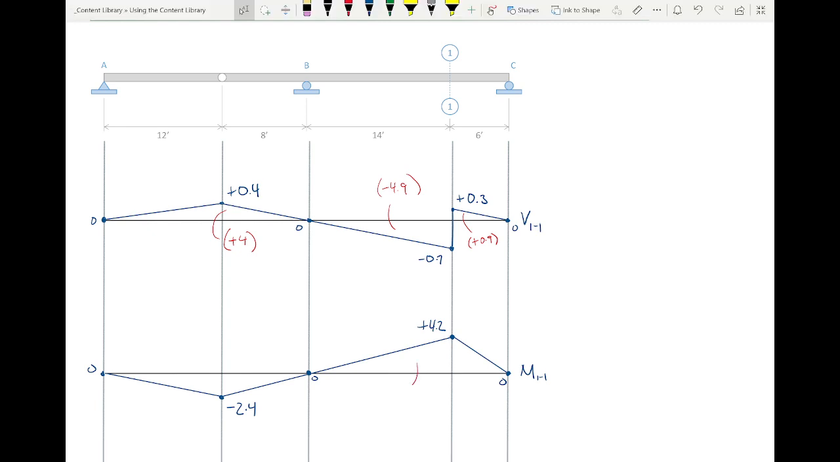Let's do this one. What's this and this? Let's start off with the positive. 1/2 of 20 is 10, times 4.2 is 42. This is negative 24. Is that okay? All right.